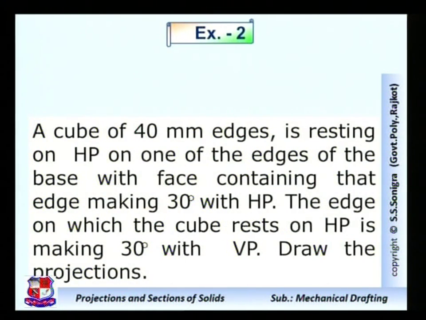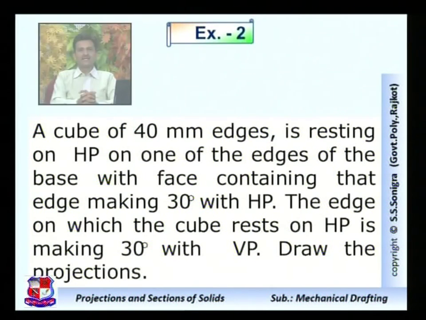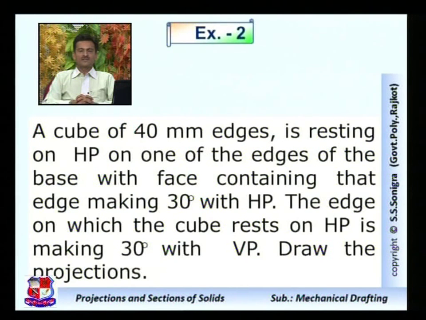The data is given like this. A cube of 40 mm edges is resting on HP on one of the edges of the base, with the face containing that edge making 30 degrees with the horizontal plane. The edge on which the cube rests on HP is making 30 degrees with VP. Draw the projections. Here a cube is given, side length 40 mm, and it is resting on HP on its edges.